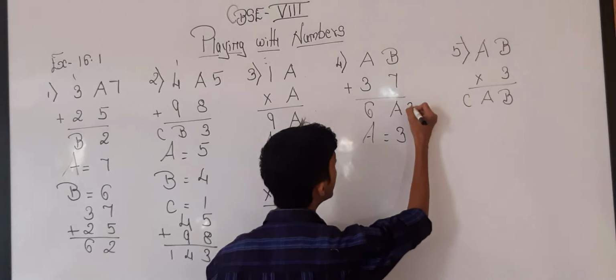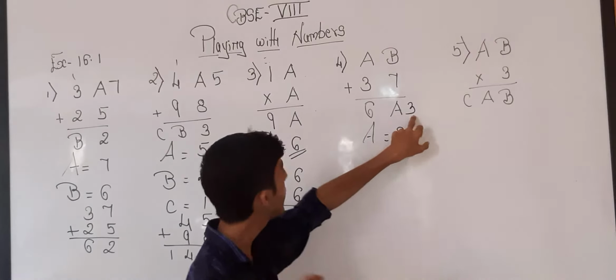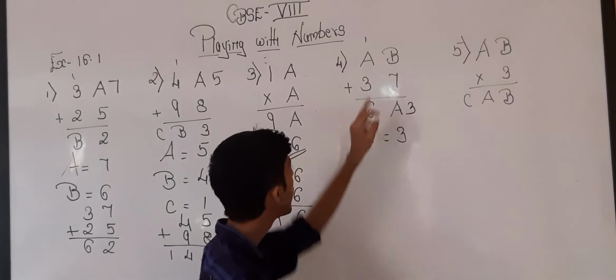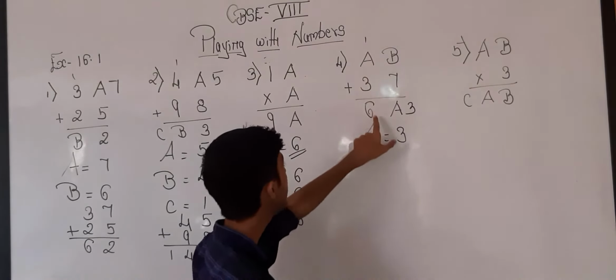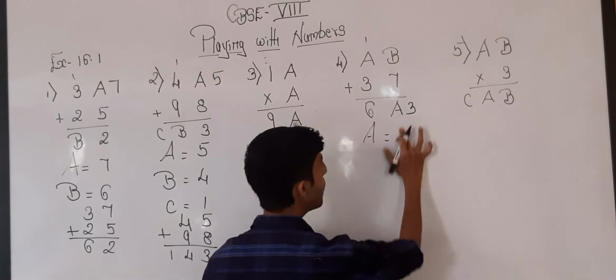Now over here, 3 means what? 13. So I will be carrying over here. So 3 plus 3 is 6, 6 plus 1 is 7. My assumption is wrong over here. So my a can't be 3.